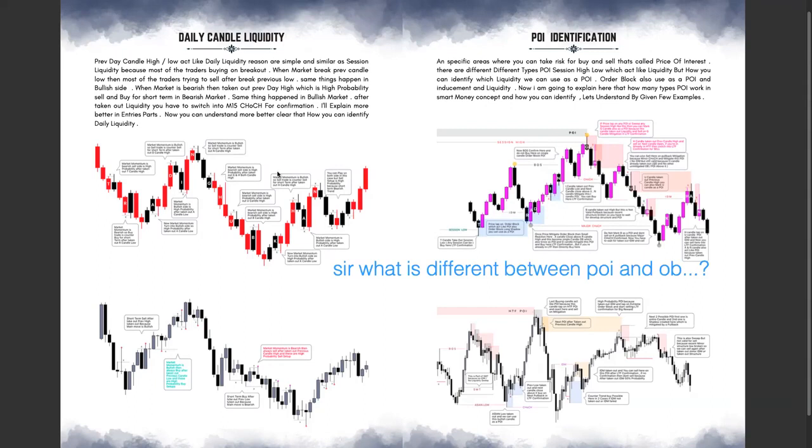What is the difference between a PY and an OB? Both are similar, but the main thing is a PY. PY means order block, imbalance, and liquidity sweep. All of these things together are called PY. An order block is just the order block, which is the last buying candle before the sell, or the last selling candle before the buy. That's called an order block, which has a proper imbalance and takes out the liquidity.